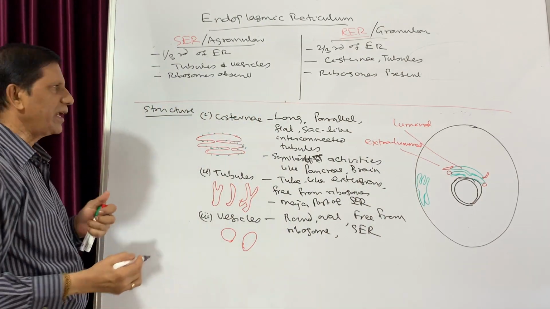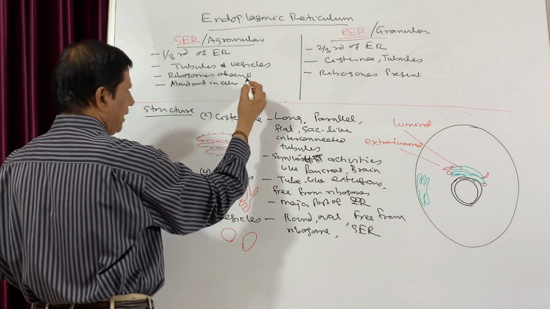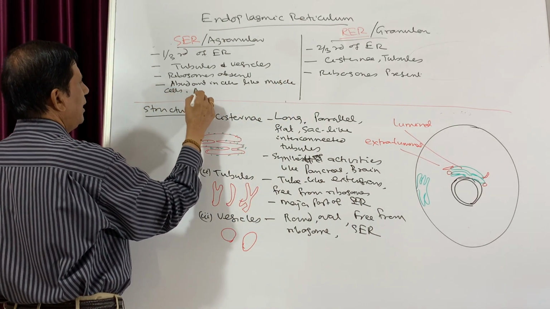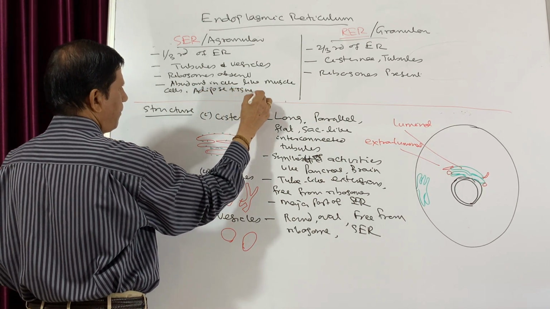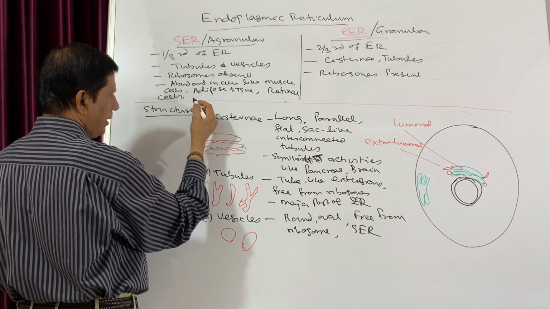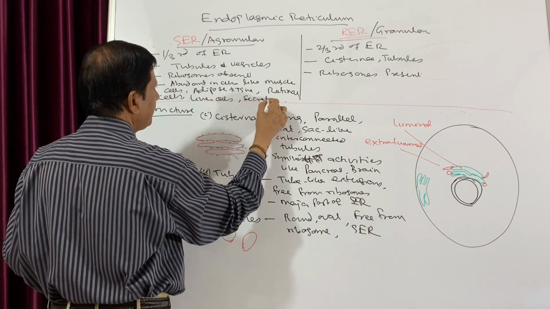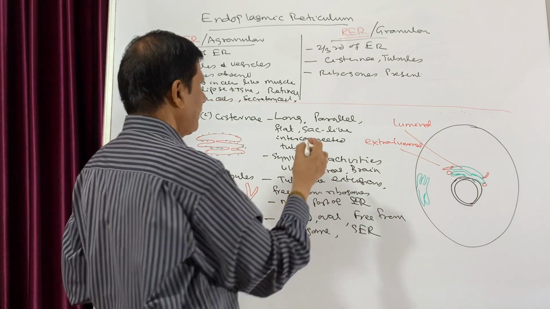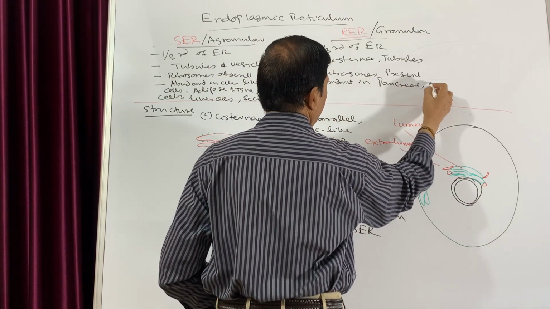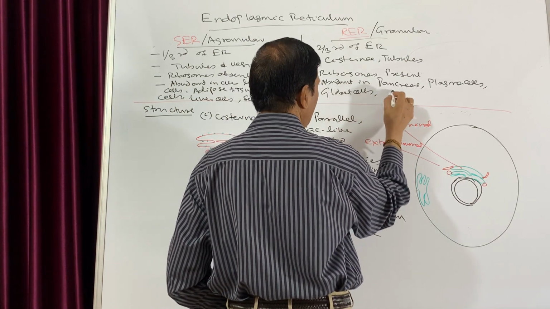Now the smooth endoplasmic reticulum is usually abundant in cells like muscle cells, then adipose tissue, then retinal cells. Retinal cells also, and you will get it in liver cells, and also the secretory cells. While this rough endoplasmic reticulum is abundant in pancreas, then plasma cells, goblet cells, and also fibroblasts.